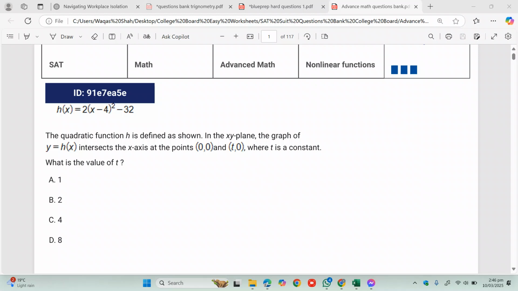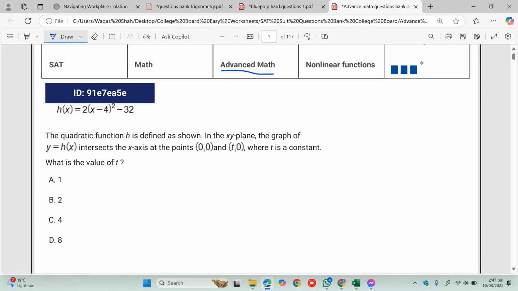We are going to solve this worksheet from College Board. The topic is Advanced Math. The difficulty level of this worksheet is high.